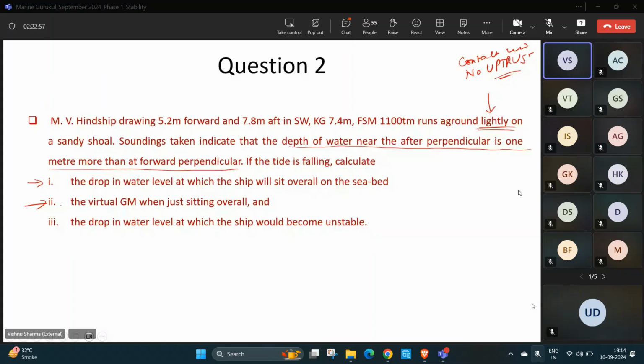Now, as I said in my introductory slide before the break, the first thing we'll have to determine is, okay, she ran aground lightly. Which is the first point of contact? You don't have to announce it in the exam. You have to ask it for yourself. Which is the first point of contact, guys, in this case? What do you think and why?